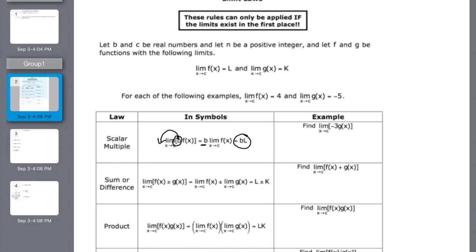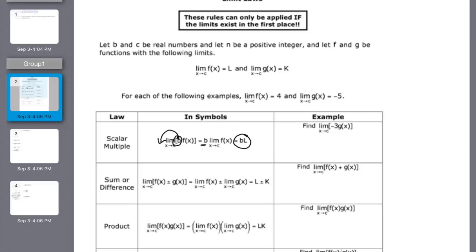Sorry, I didn't say above. These laws, of course, can only be applied if the limit exists in the first place. If one of the limits does not exist, the law does not help us to evaluate the limit. If one does not exist, the entire composition of it will not exist.